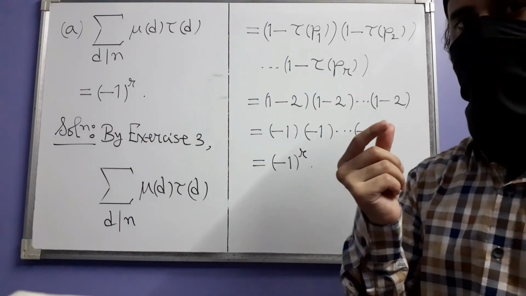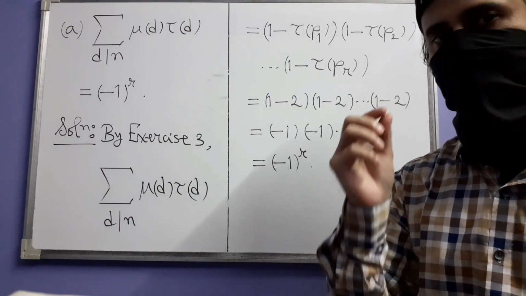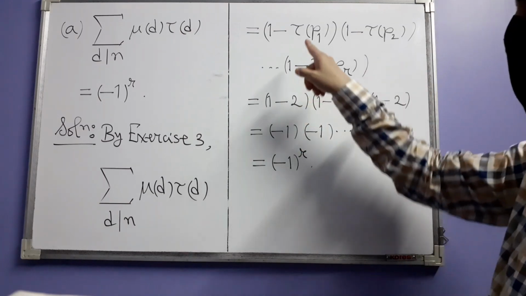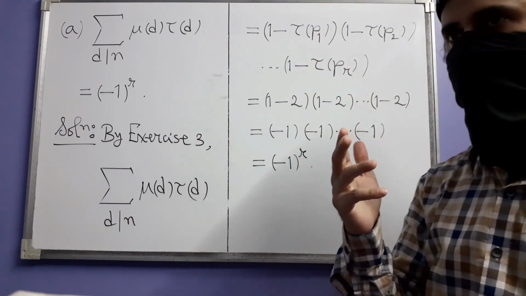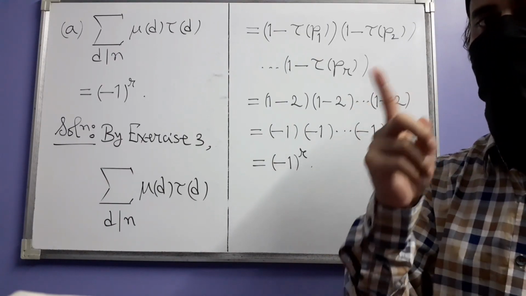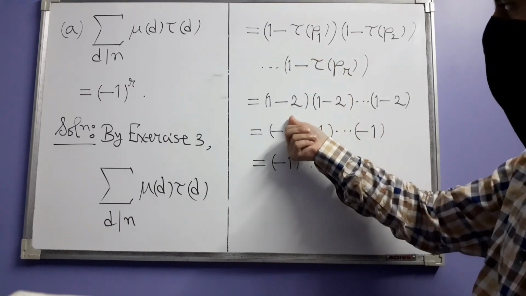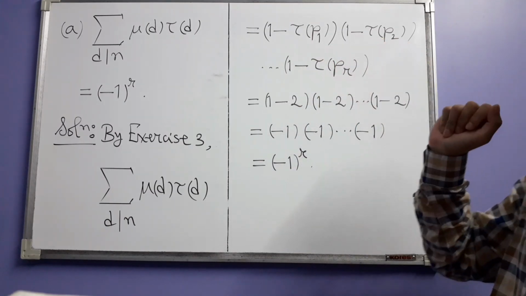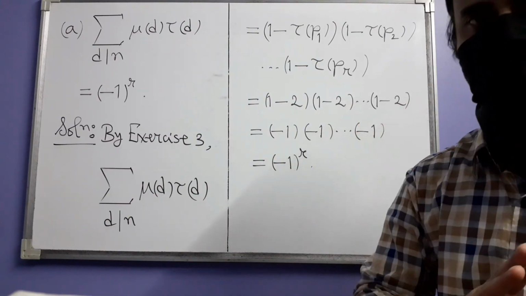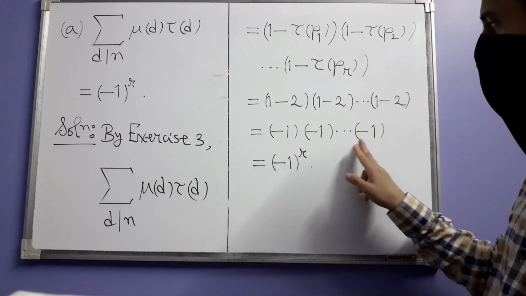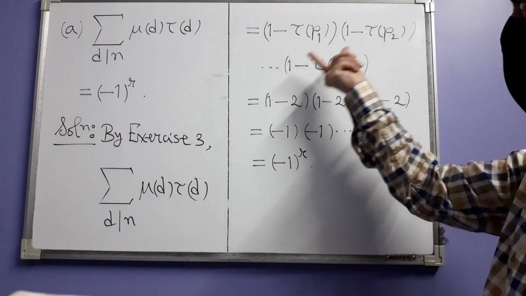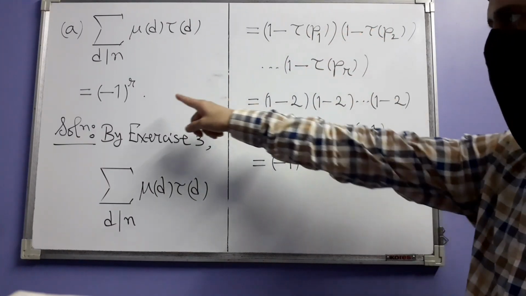Now what is the tau value of a prime? Tau calculates the number of positive divisors of the argument. Here the argument is say p1. How many positive divisors does p1 have? 2 positive divisors, 1 and p1. So tau of p1 is 2. Similarly, the other tau values are also 2. So you have these 1 minus 2's multiplied together. That means you have these minus 1's multiplied together. How many of them are there? 1, 2, 3 up to r. So that's how you have minus 1 to the power r.